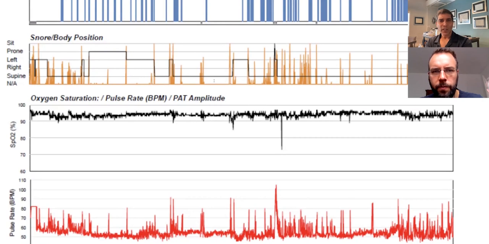Well, not really, because they're on their back here, and it wasn't worse the whole time. They're on their back here, and they were worse. So for the most part, yes, but not always, right?